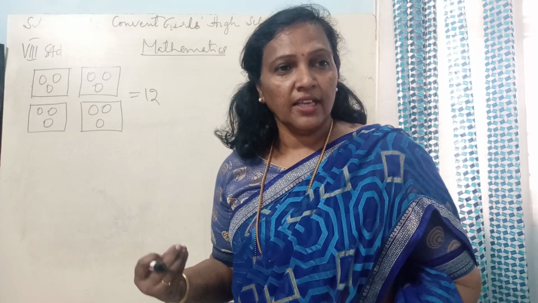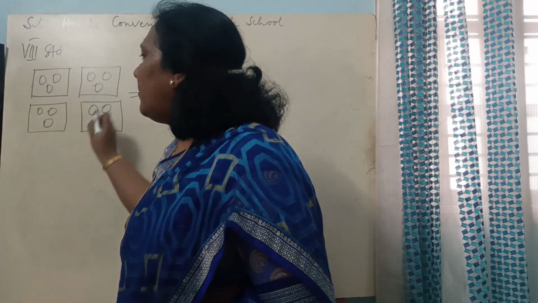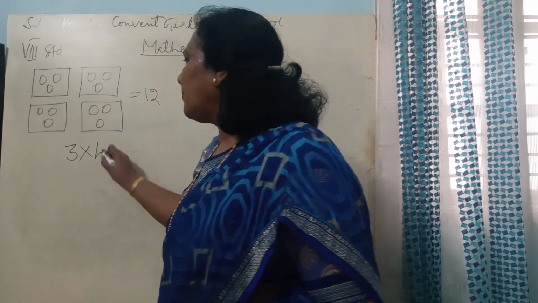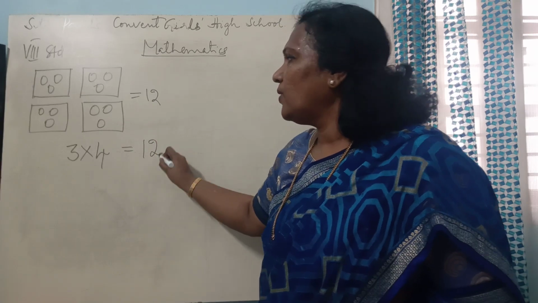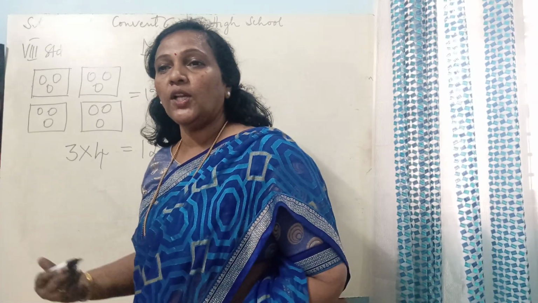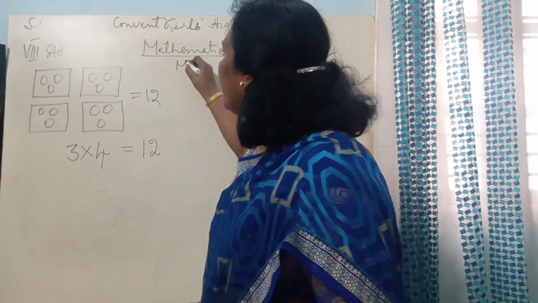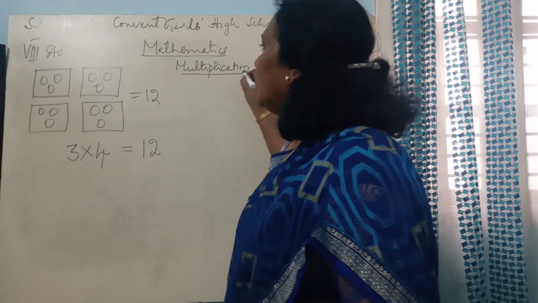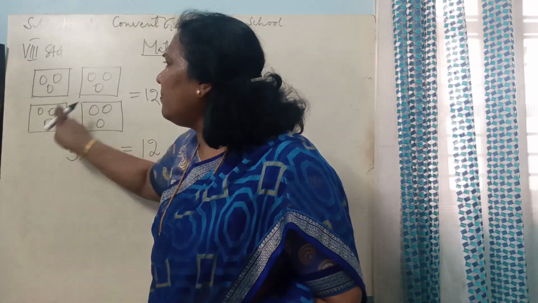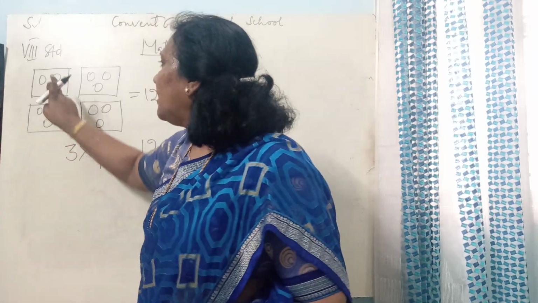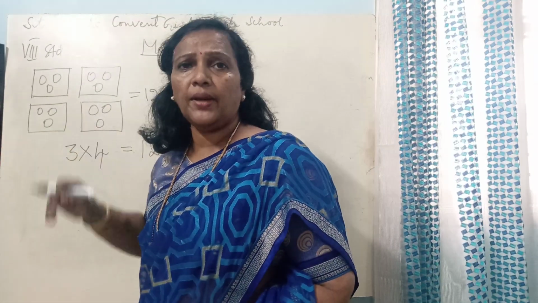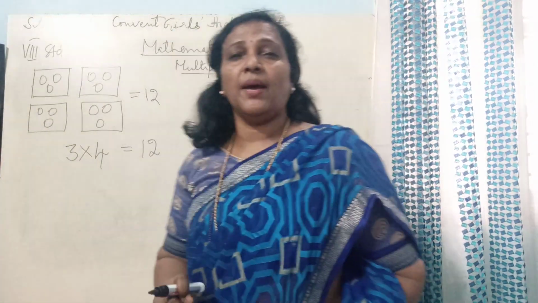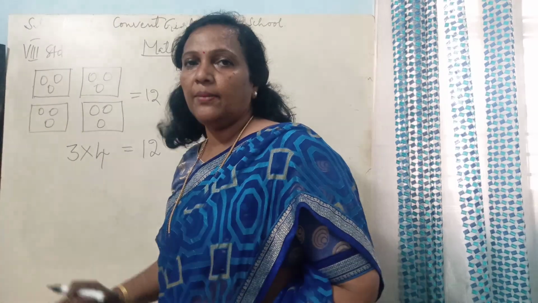What is the other way of getting the total number of balls? Yes, correct. How many balls are there? 3. How many boxes are there? 4. If you multiply, you will get again 12. So, what is the basic operation we are going to learn today? It is multiplication. Repeated process of adding the same numbers is done by multiplication. 3 plus 3 plus 3 plus 3. Repeated addition here.